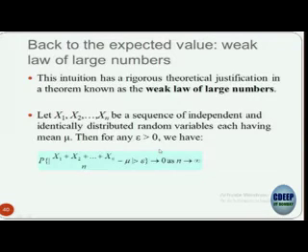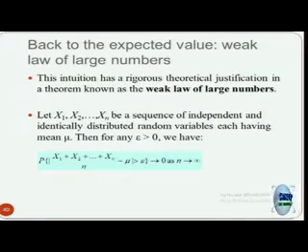Pick any epsilon greater than 0. Then the probability that this average, x1 plus x2 plus up to xn divided by n, which is the arithmetic mean of all those, deviates from the mean, now this is the true mean of the random variable, not the result of experiments, so that is mu, the probability that this computed mean deviates from the true mean by more than epsilon, this is the event that we are concerned with, is going to tend to 0 as n tends to infinity.